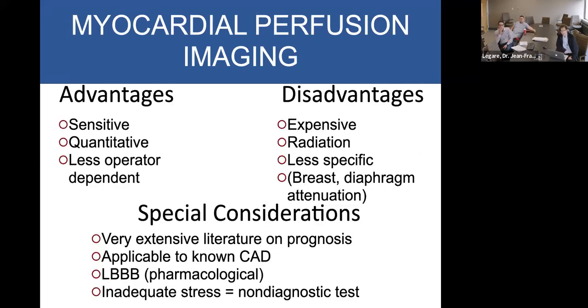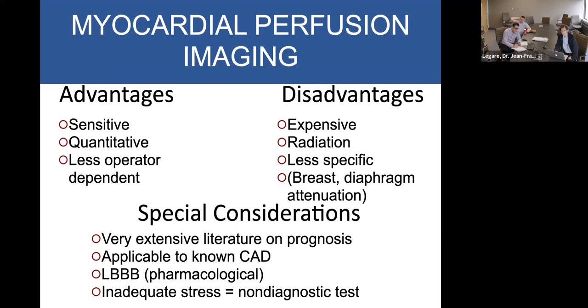Stress perfusion has some advantages. It's very sensitive. It's quantitative. It's helpful with pre-existing coronary disease and existing wall motion abnormalities, perhaps a little bit less operator dependent. It has other disadvantages, however. It's quite expensive. There's a cumulative radiation dose, and you can have attenuation artifacts, which can create false positives.